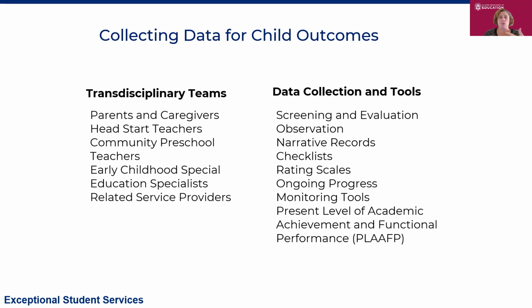You can use information from your screening and evaluations, from observations, from narrative records, checklists, rating scales, and ongoing progress monitoring tools like TS Gold. You could use the child's present level of academic achievement and functional performance if we're looking towards an interim score or the exit score. So basically everything that you have been doing, you just pool all of that together to do the COAST process if that's the way that your program decides to go.